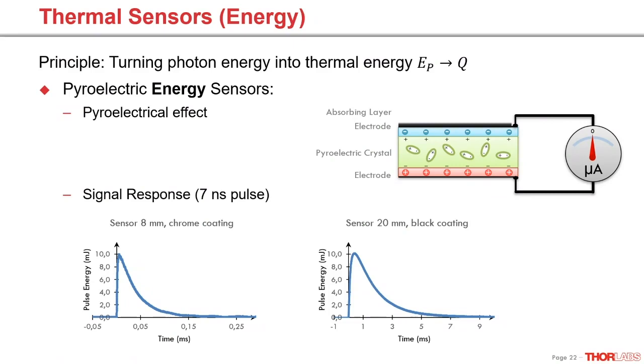Here are two examples for the recovery time of such sensors. On the left side, you can see it recovers after 200 microseconds, which results in a repetition rate of 5 kilohertz. And the right one has a recovery time of 9 seconds, so you can measure up to some hertz.